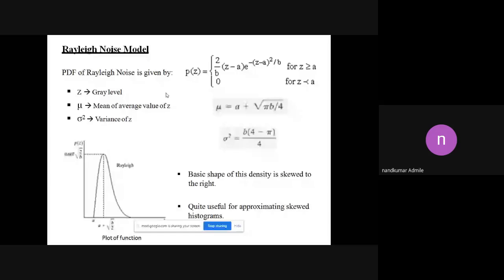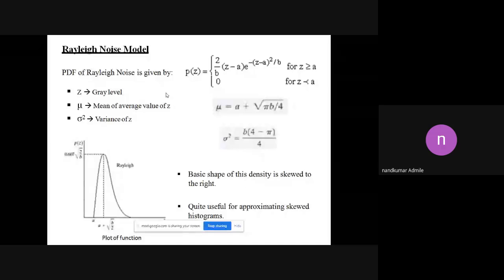Have you observed the Rayleigh noise? Is it visible on the screen? Hello, have you observed the Rayleigh noise model?